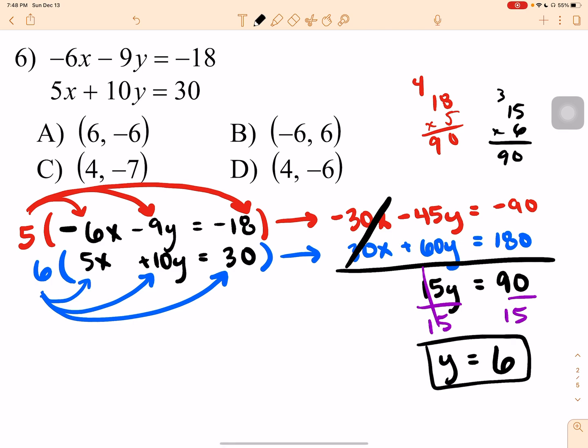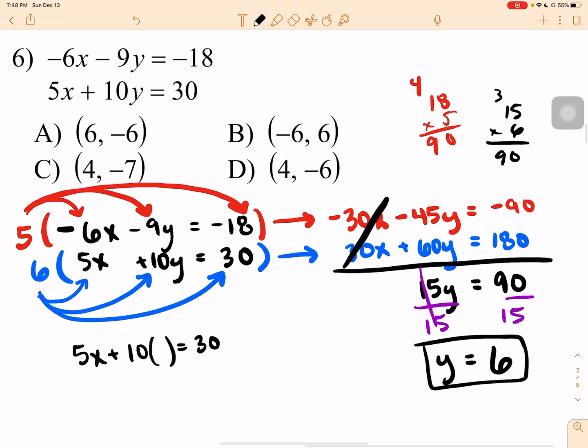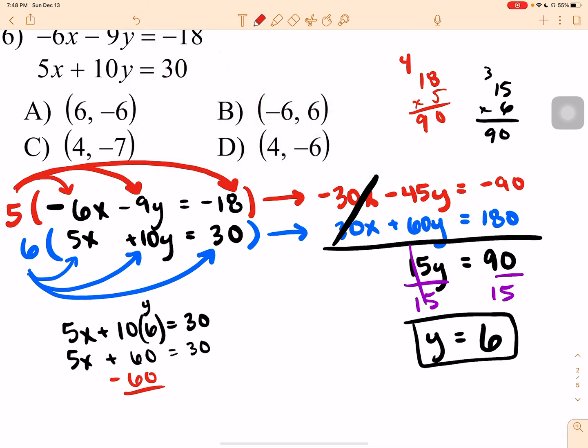All right, so now we know the y, and again, we can just plug that into either equation. I like the 5x plus 10y equals 30 better. So let's go ahead and plug in the y right into this equation here. My y is 6, so I have 5x plus 60 equals 30. I'm going to subtract 60 from both sides.